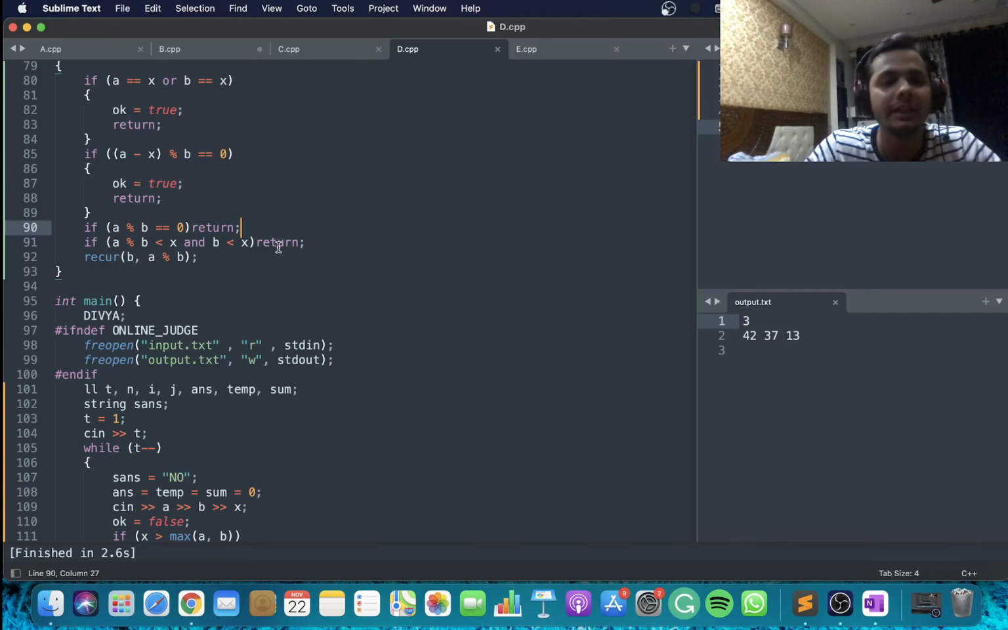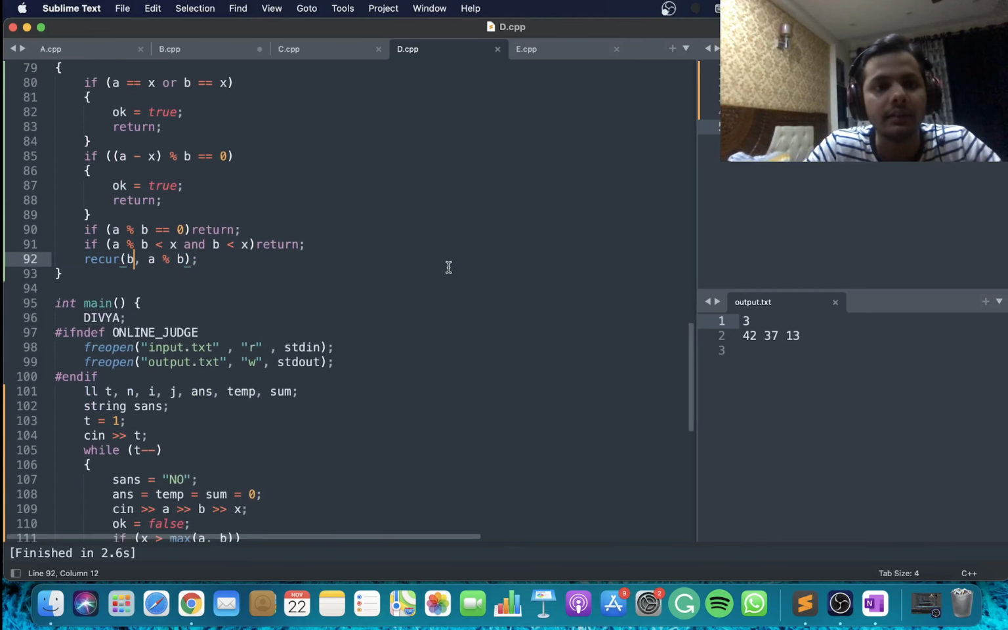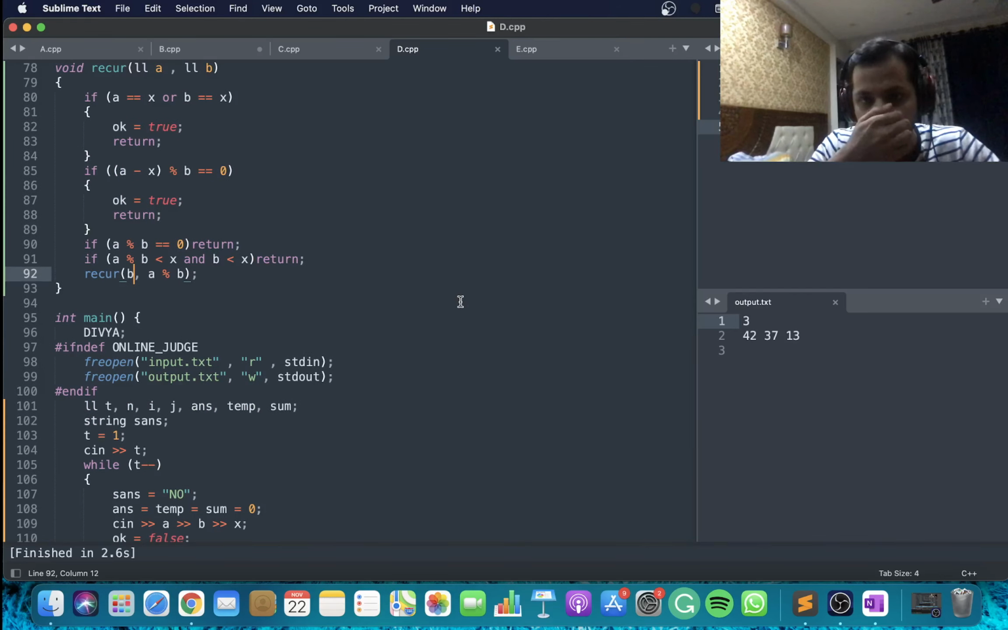if x is greater than a mod b or if x is greater than b, then also I can return, because both the values will just decrease. I mean, the maximum value will just decrease here every time. So if the maximum value is less than x, then I can never achieve x, so I will just return from there. Otherwise, I will recursively go to the next state, which is b comma a mod b. Right? I hope this made sense. This is the complete solution to problem D.